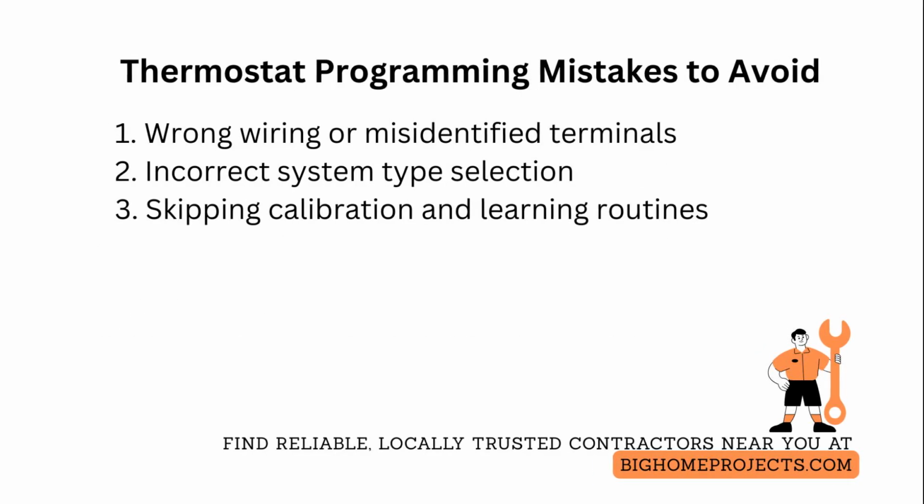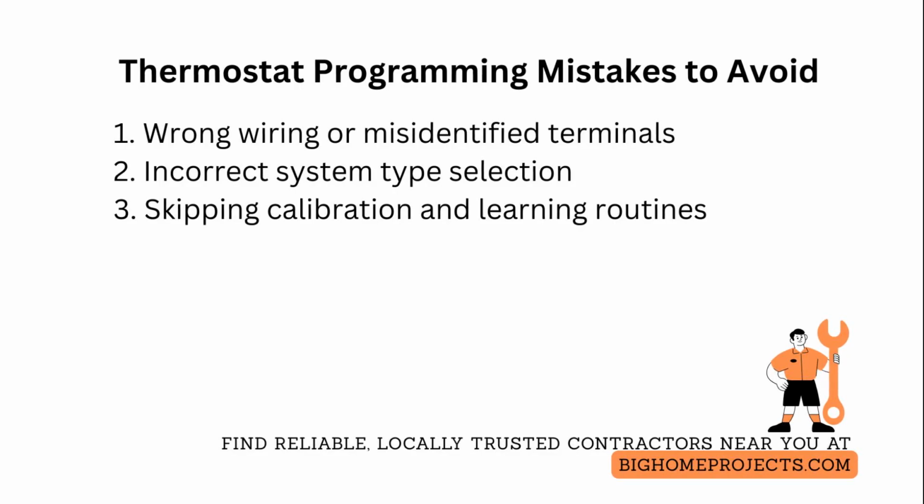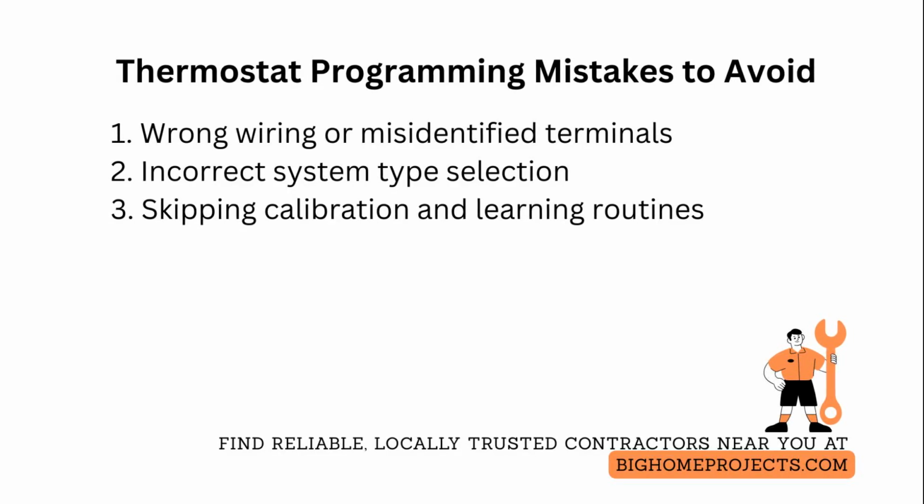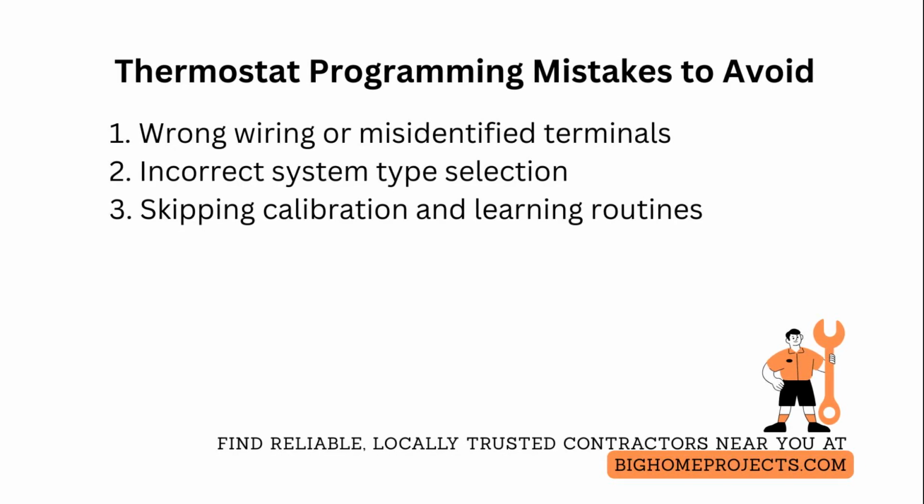One of the most common thermostat installation mistakes is wrong wiring or misidentified terminals, leading to the thermostat not calling for heat or cool. Fix this by verifying terminal labels at the air handler, using a multimeter to confirm voltage where necessary, and following the manufacturer terminal legend exactly.